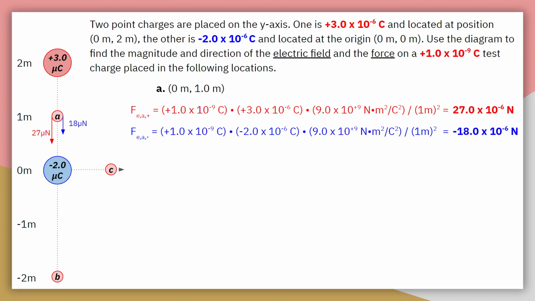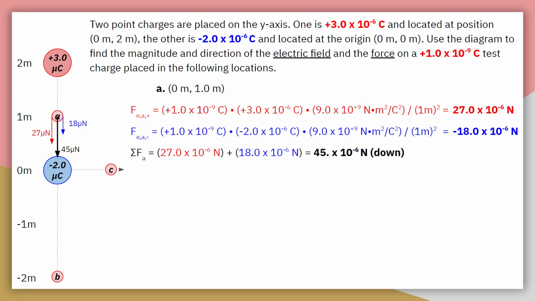For our sum of the forces, both of those two force vectors are pointing down. So I can just add their magnitudes together, which would result in 45 times 10 to the negative 6th newtons downwards. Now you might notice that for the two individual electric forces, one was positive and one was negative. That does not necessarily tell us the direction. It tells us attraction or repulsion.